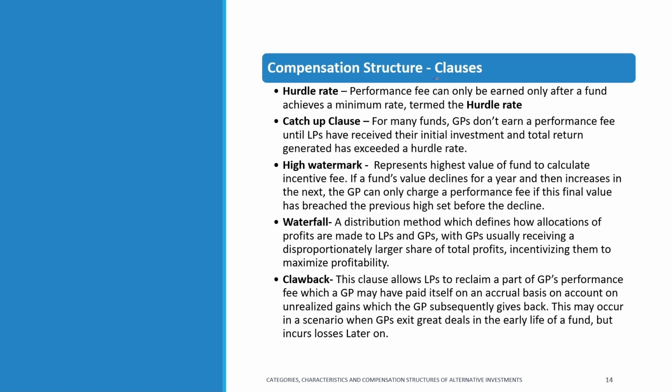So what are some of the clauses? One of the clauses can be the hurdle rate. The hurdle rate is simply a minimum return which a fund has to achieve before they start earning a performance fee. So let's say the hurdle rate is 8%. Up to 8%, the distribution will be, let's say, 90 and 10: 90% goes to the LP, 10% goes to the GP. But if it is above 8, let's say it is 15%, then the balance 7% will also be distributed 20-80.